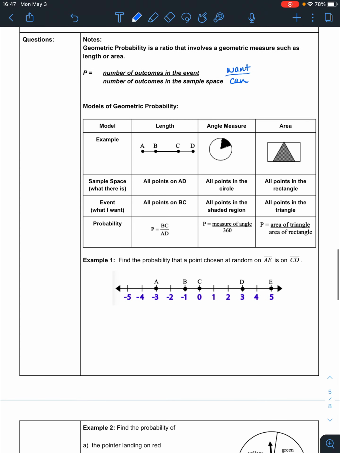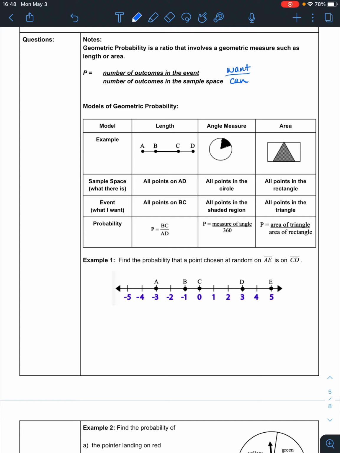So we have on this table several different situations. Say we have a number line. Kind of like pin the tail on the donkey, I want to land in any one of these spaces. I want to land on this number line, in this circle in that area or angle measure, or inside that triangle or that rectangle. So think pin the tail on the donkey. So what if it's a number line?